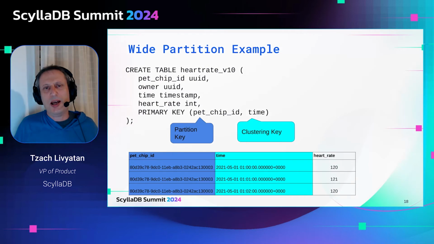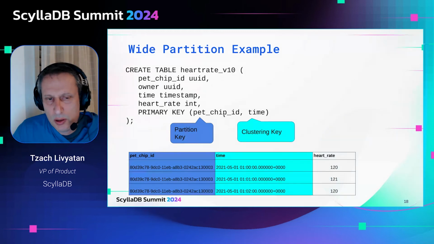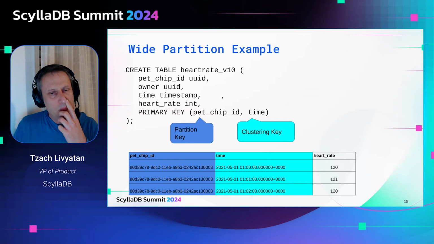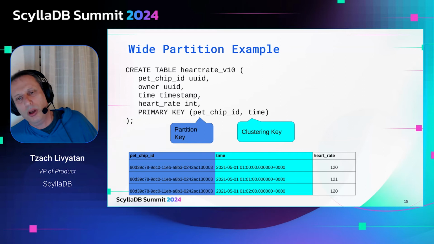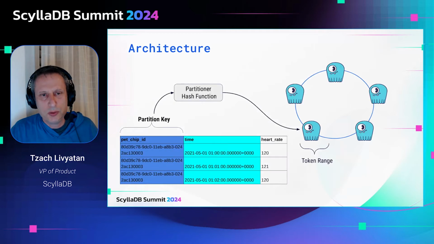So how would I design such a use case? I have a create table here that defines the schema. The patch ID will be used as the partition key, and I will explain in a second what a partition key is. And the time in this case will act as a clustering key. These two, mostly the partition key, but also the clustering key, are the two main decisions that you have to make when you design a table in ScyllaDB. Let's see how each of them is used.